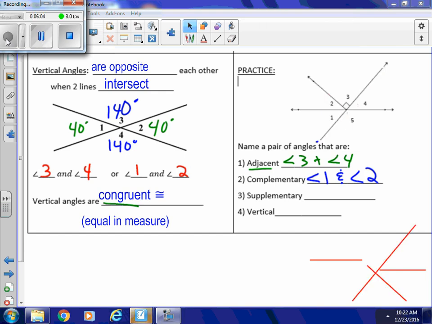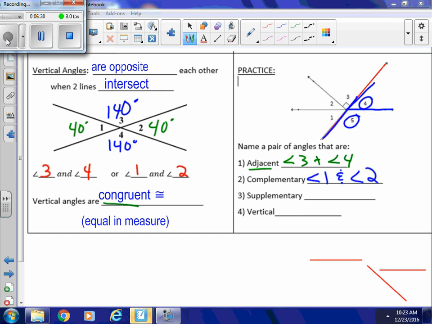Number 3, supplementary. Supplementary means they add up to 180 degrees. I know that there's 180 degrees in a line, so I've taken one of my lines and I've traced it. And I see over here I've got 1, 2, 3 angles that make up that line. But supplementary means I need to just have 2. So let's not use those 3. Let's use these 2 over here. So I can see that angle 5 and angle 4 are supplementary.